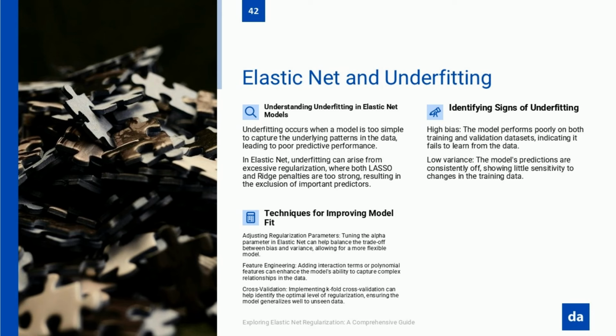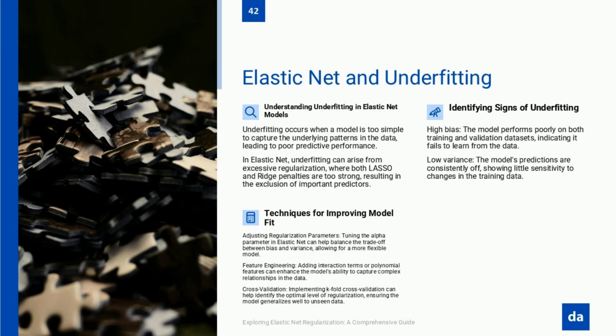One of the main causes of underfitting is excessive regularization. If the lambda value is too high, Elastic Net shrinks all coefficients too aggressively, making the model unable to learn meaningful relationships. The solution, tuning lambda carefully, typically using cross-validation, to ensure that the regularization is applied just enough to prevent overfitting, but not so much that the model becomes too simple.